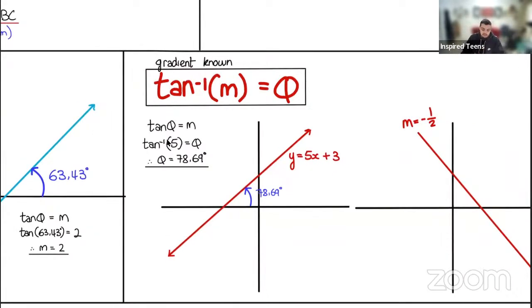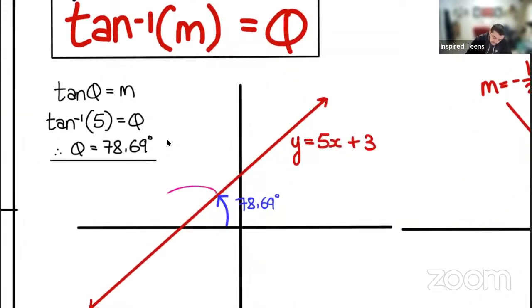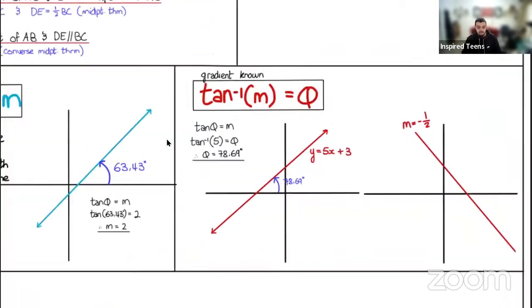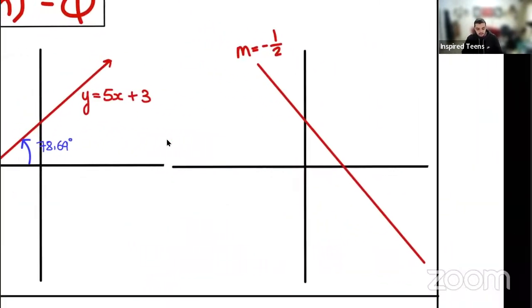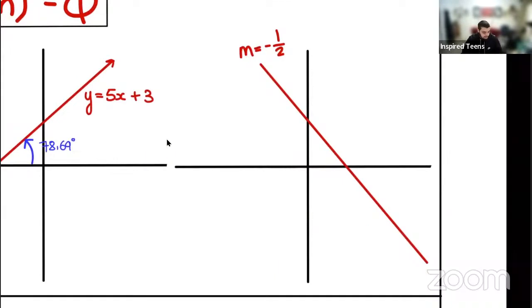Okay, it's the angle of inclination. So if you wanted this angle here, you just say 180 minus that angle, and you'll get it. But this formula only gives you the angle of inclination. Now, that was a positive gradient. What happens when we work with a negative gradient?